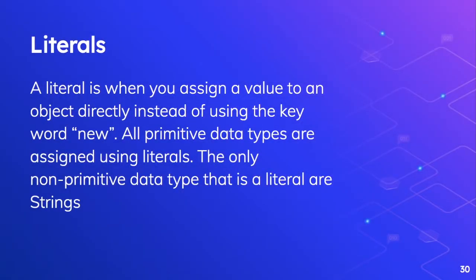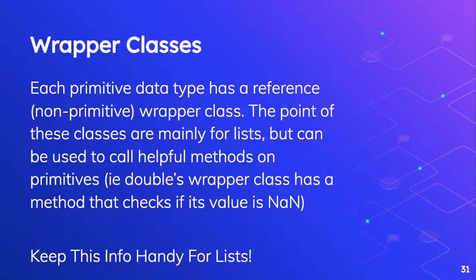All right, a literal is when you assign a value to an object directly instead of using the keyword new. So you'll use new when you create objects and instances, which I think is the next unit. So all primitive data types are assigned using literals. The only non-primitive data type that has the ability to be a literal is string. So wrapper classes: each primitive data type has a reference, a non-primitive wrapper class, meaning you can create an instance of it.